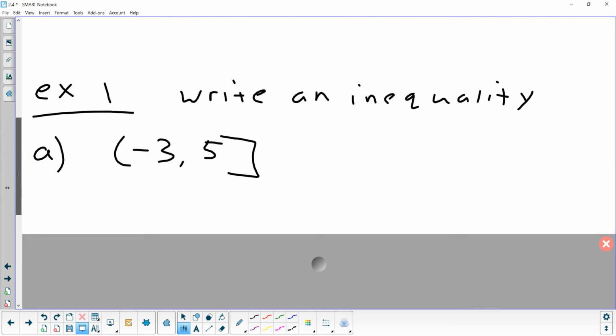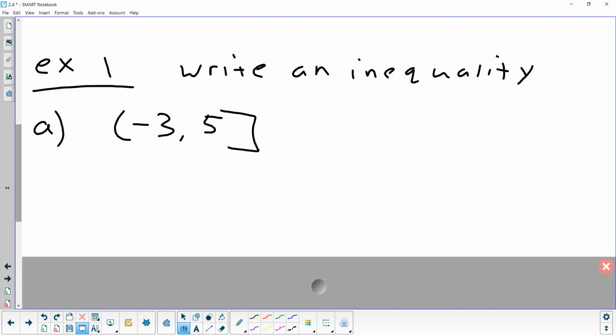All right. So let's see if we can write an inequality that represents this interval. This is interval notation, and I'm asking for an inequality. Anyone think they could give me an inequality that represents that? Nick? x is greater than -3 and less than or equal to 5. Yes. So x is greater than -3, and x is less than or equal to 5. That's perfectly fine. Yep, that works.